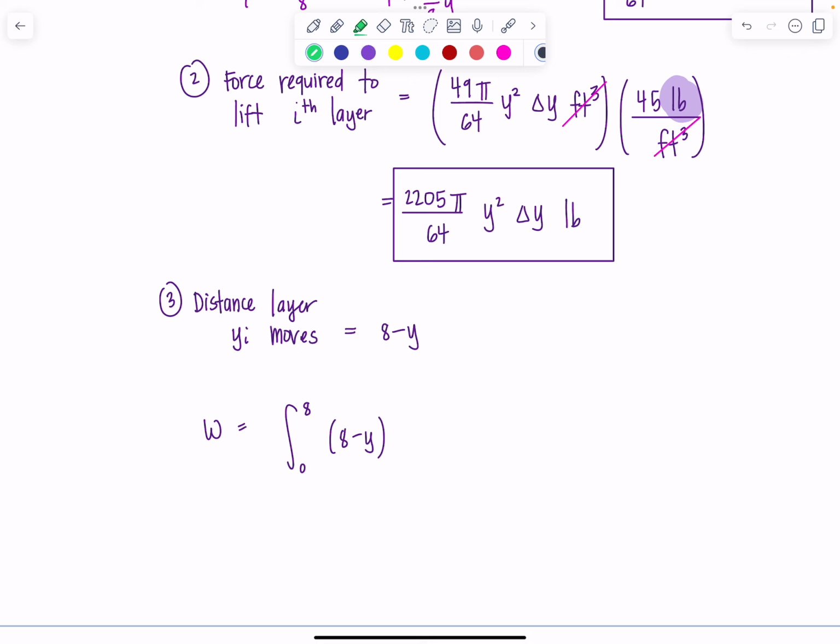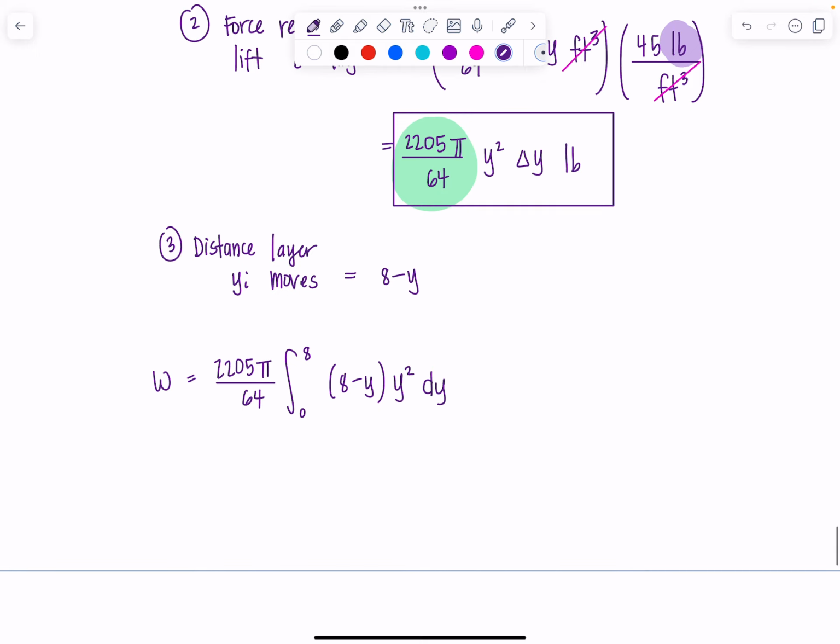Are you guys okay? I'm just going to throw this constant outside immediately. Why fiddle with it at all? It's exiled. 2,205 pi over 64. Then I have Y squared, and then delta Y becomes dy. Okay, next step, you're going to distribute. You leave the nasty constant alone. It's being banished where it ought to be. Over 64.